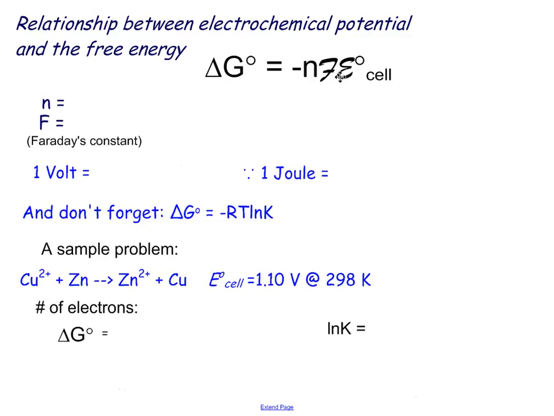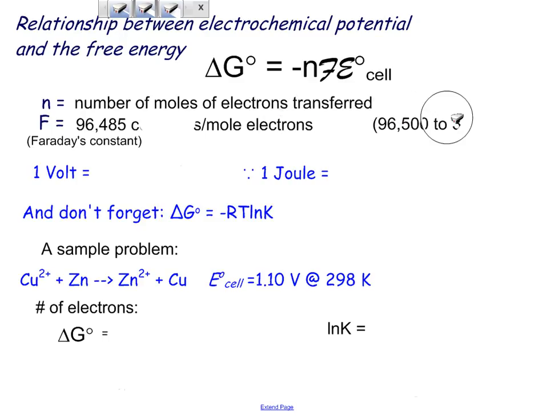First, we need to know what n and F stand for. So n is the number of moles of electrons transferred, and F is Faraday's constant. To the nearest whole number, it's 96,485 coulombs, which is a measure of charge per mole of electrons. So here it tells me my moles of electrons transferred times the amount of charge per mole. That gives me my charge. And my charge times my volts gives me my delta G.